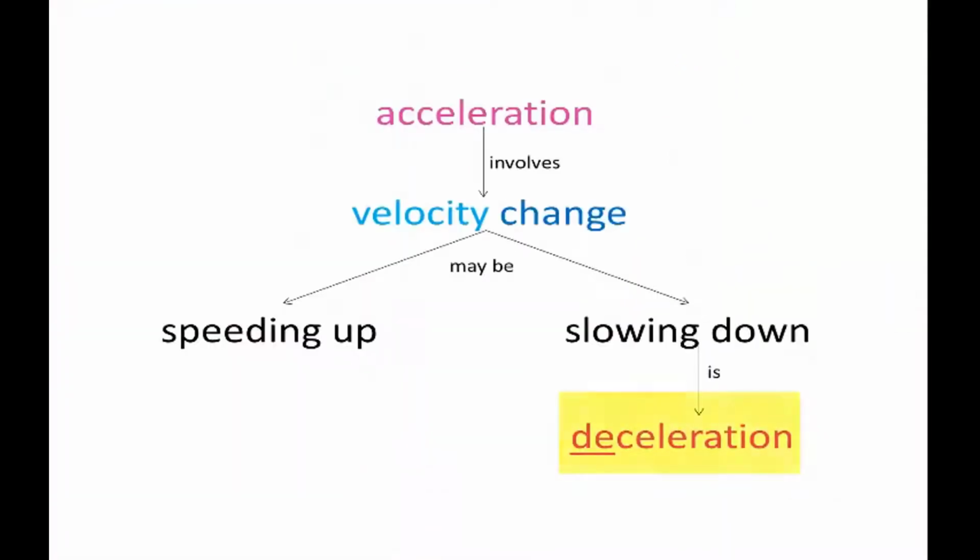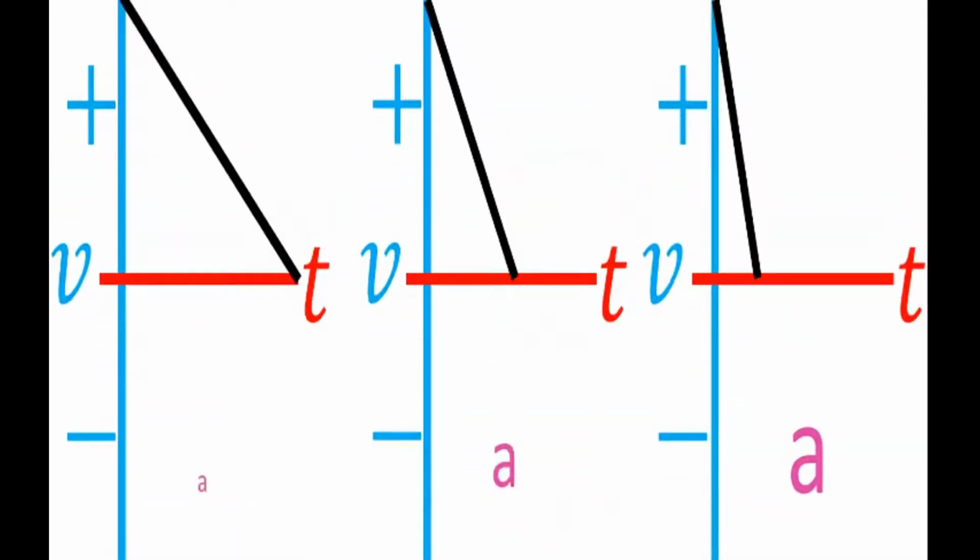But deceleration is a type of acceleration. So I'm not wrong to say that this was accelerating, even though it was actually decelerating, because decelerating is accelerating. Accelerating means changing velocity. Decelerating is changing velocity to become slower. So all of them decelerated. This one decelerated very rapidly, and this one decelerated at a lower rate.